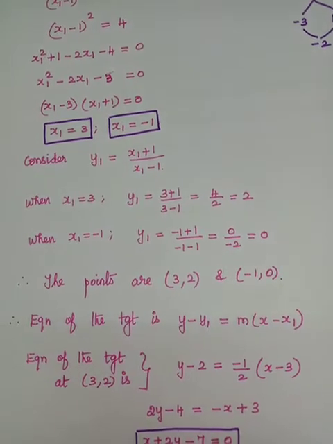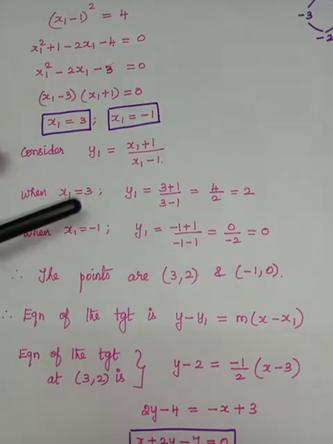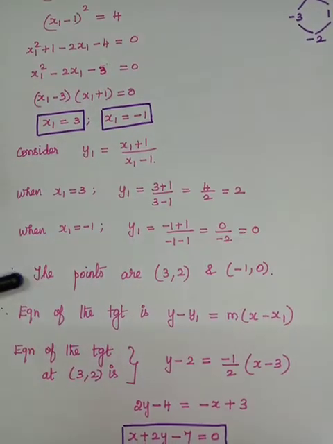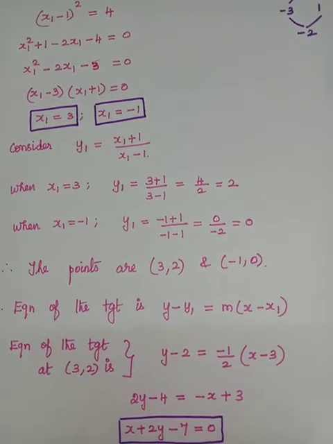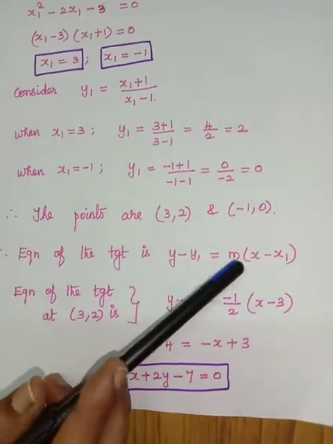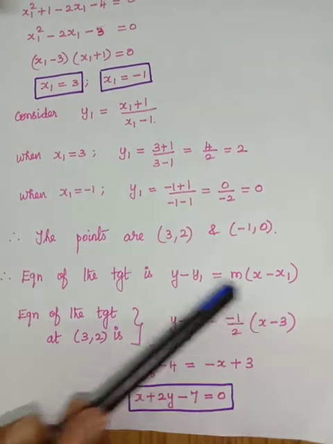Now, you get the points. The first point is (3, 2) and the next point is (-1, 0). So we got the points. What is asked? Equation of the tangent. What is the formula? y - y1 = m(x - x1).